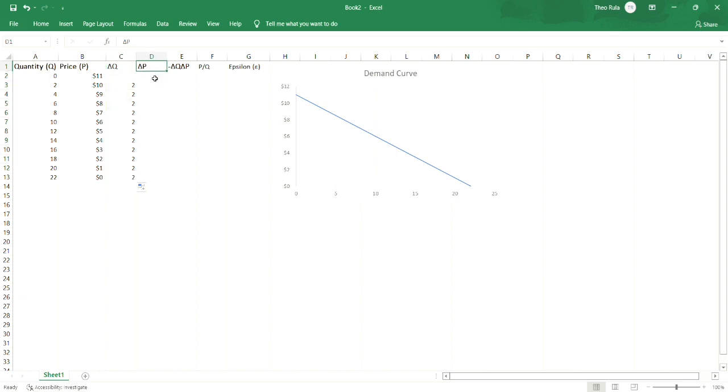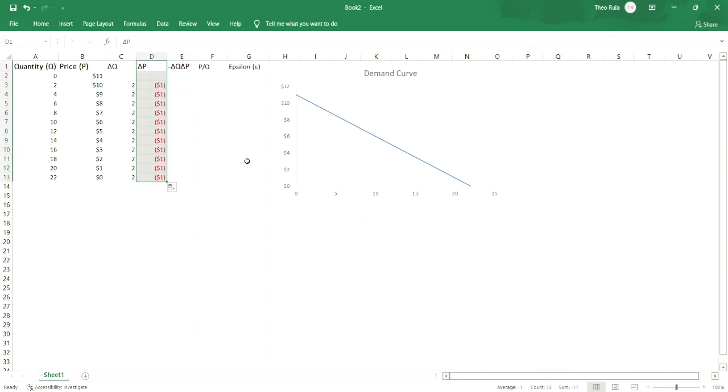Now for delta P, or delta price, you first start with equals, then select the two data that you need, which is B3 in my case, minus B2, and there you have the delta P. As you can see, that is the delta P.